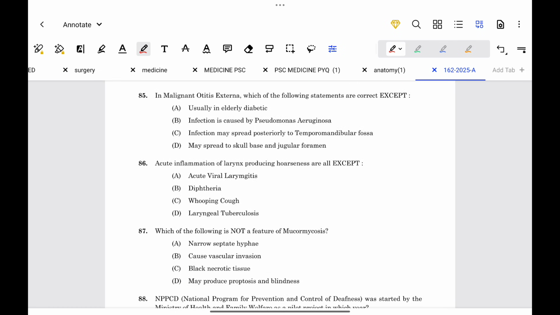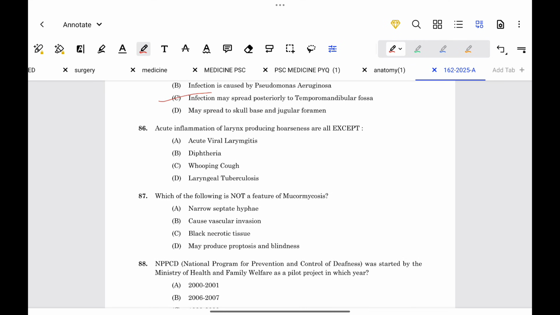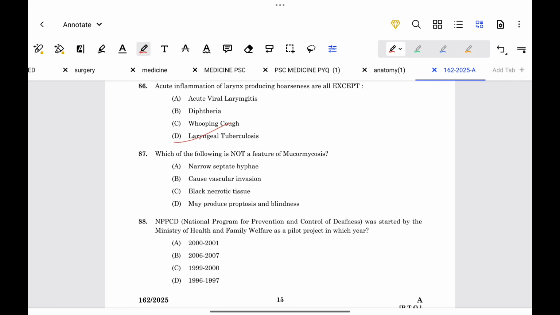In malignant otitis externa, which of the following statements are correct except this? Infection may spread to the temporomandibular fossa. This is incorrect. Acute inflammation of larynx produces hoarseness, all except laryngeal tuberculosis. Which of the following is not a feature of mucormycosis? Narrow septate hypha. Other all correct. Vascular invasion, it is correct. Black necrotic tissue, this is correct. May produce proptosis, correct. Here answer is option A.